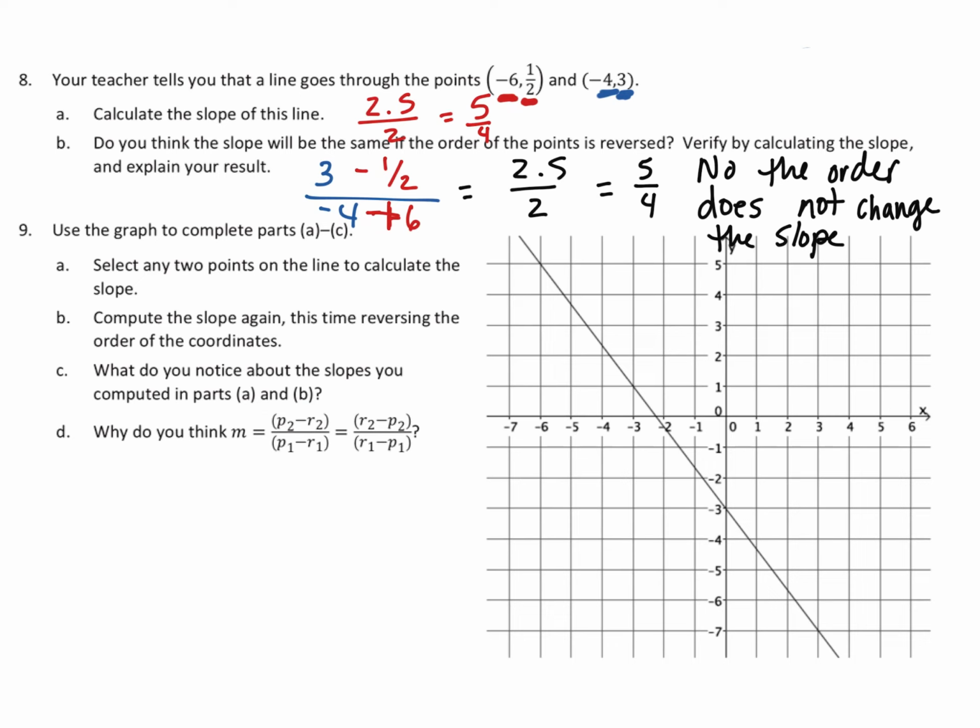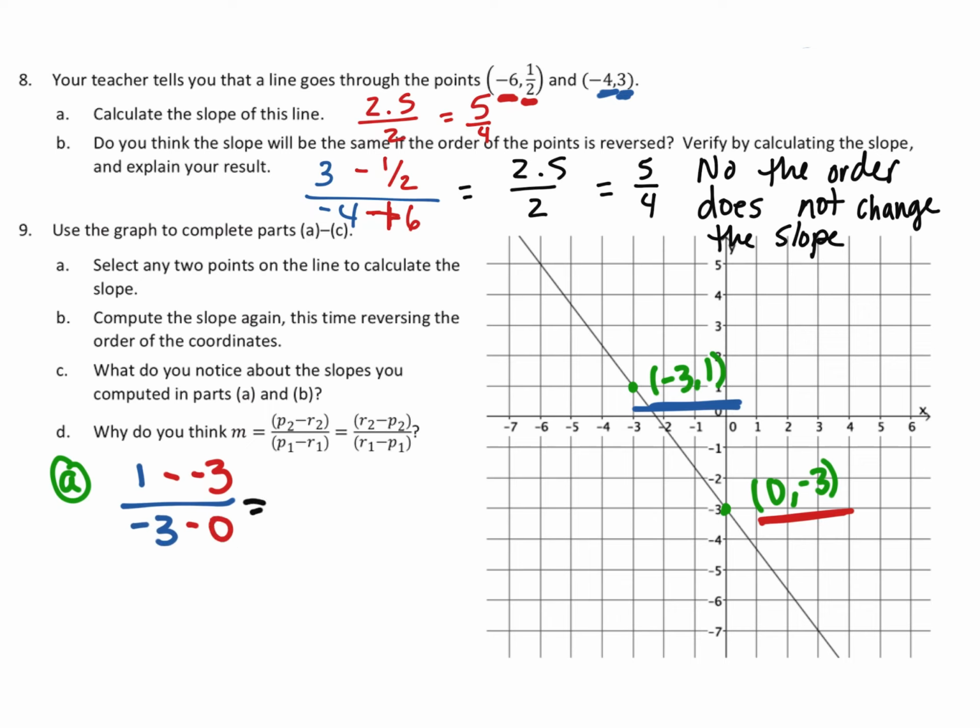Down in this one, it says to select 2 points. So I'm going to choose any 2. And we are going to calculate the slope using those 2 points. So here I have -3, 1. And this one is 0, -3. So I am starting with the y-coordinate in the blue. And I'm going to subtract the 1 from the red. Then I'm going to use the x-coordinate from the blue and subtract the x-coordinate from the red. Here I have 1 minus -3, which is the same as 1 plus 3, and -3 minus 0. So I have -4/3 as my slope.